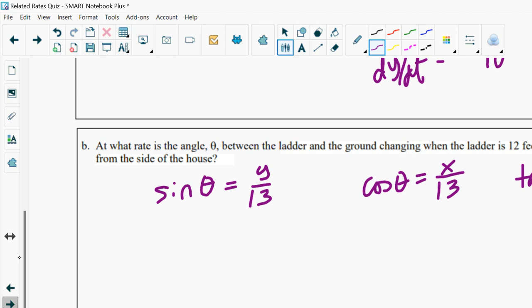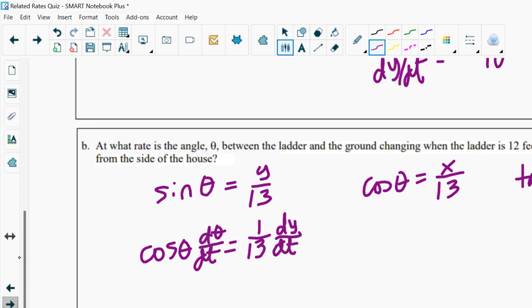And then it's a point to take the derivative with respect to time. So if I use sine, the derivative of sine is cosine, but then I would say d theta over dt. And when I take the derivative, we did one just like this, at least one, maybe two. I don't need the quotient rule here, right? The derivative of that is just 1/13th, and the derivative of y is dy over dt, which I found up there in part A.